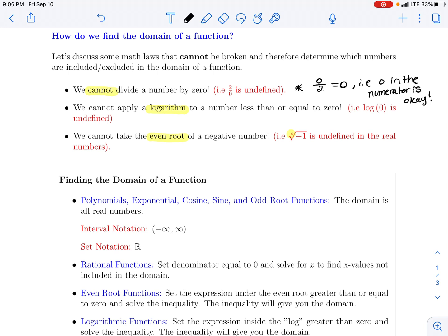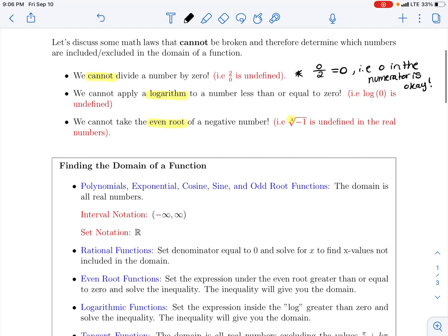Okay, and so why did I bring up these math laws? Basically, it will help you hopefully remember these bullet points here that I have for finding the domain of the function. Because here I'm going to list out some common functions that you've seen before, and so you'll see why I'm saying these functions in particular, the domain is all real numbers, and for these other functions I need to do some work to figure out what the domain is.